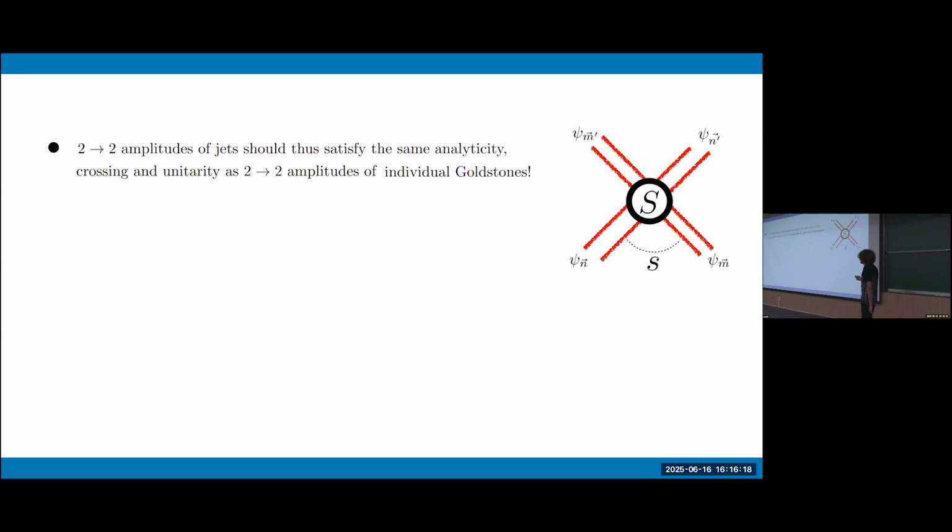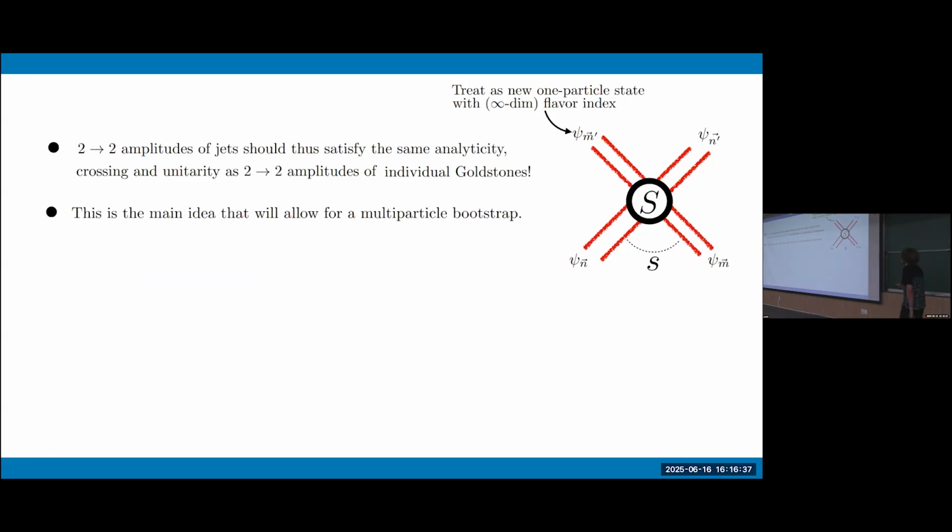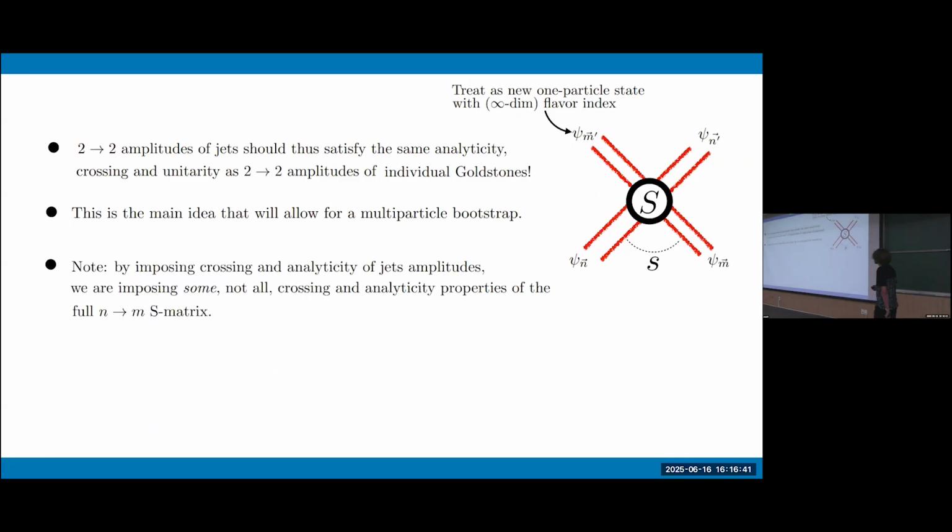So from this argument, you might expect that the 2-to-2 amplitudes of these jets should satisfy the same analyticity, crossing, and unitarity properties of standard 2-to-2 amplitudes of individual Goldstones, only that now again you need to treat this wave packet index as some new flavor index. So this is the main idea that will allow us to do multi-particle bootstrap in this two-dimensional setup.